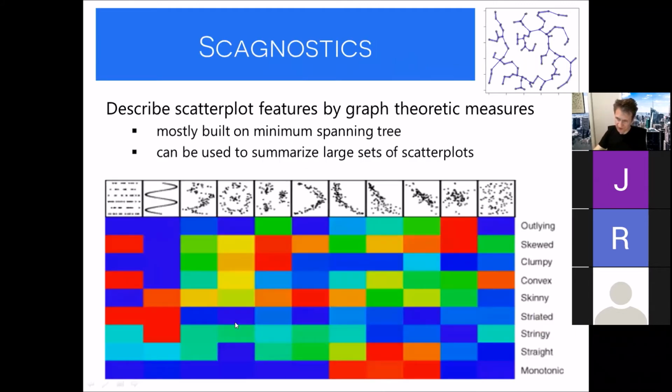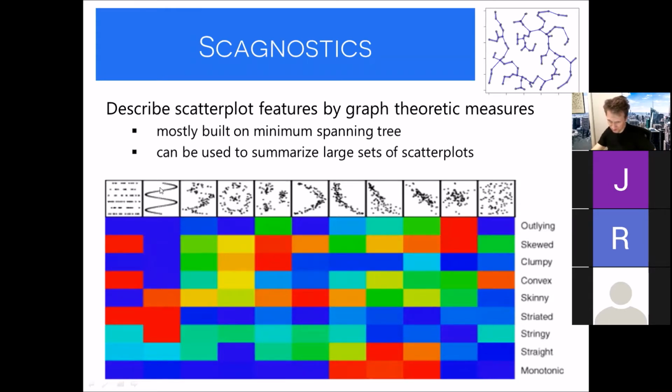Okay, so the last one I want to talk about is scatterplot diagnostics. It's also a pretty famous algorithm for scatterplot visualization. Here the idea is to describe the scatterplot with features, and then classify the scatterplots by human readable attributes. You say, okay, outlying, skewed, clumpy, convex, skinny, striated, stringy, straight, monotonic, right? These are human interpretable labels for scatterplots.